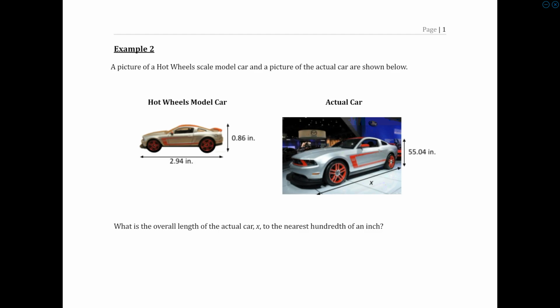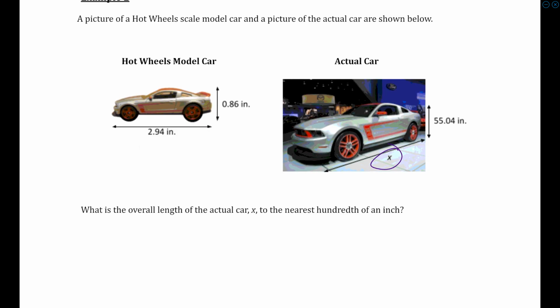Well, this is going to be something that when I set this up, you say, oh, I've done this a million times. But the setup is kind of hard. How would I figure out this unknown here, the length of this car, based on what I have? This is kind of like a shadow problem, or a flagpole problem, where the relationship between this to this must be the same as the relationship between this to this.